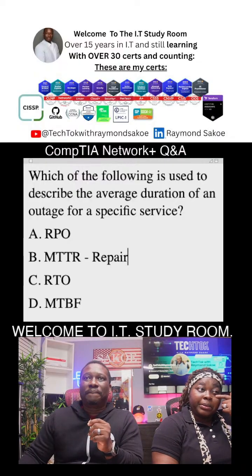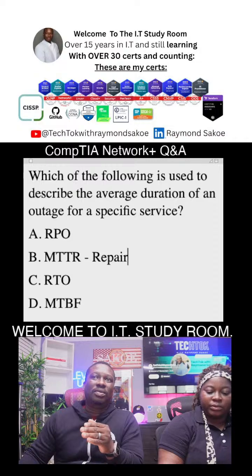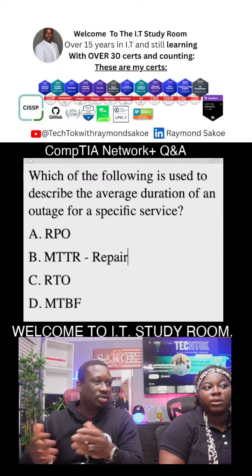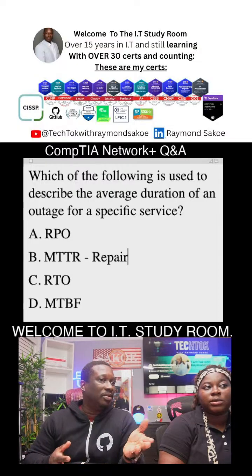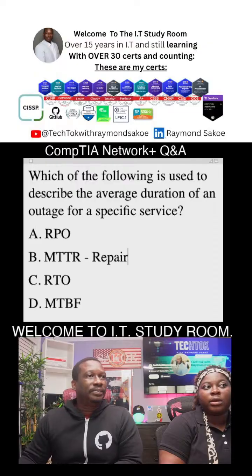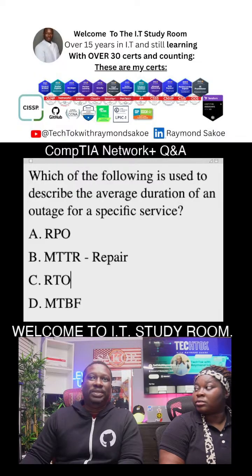So basically, when a system goes down, how long is it going to take to bring it up? If my modem or switch goes down, or your laptop goes down, how long would it take you to bring it up? And then RTO, recovery time objective.